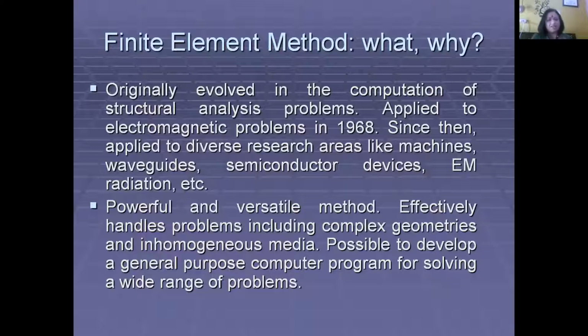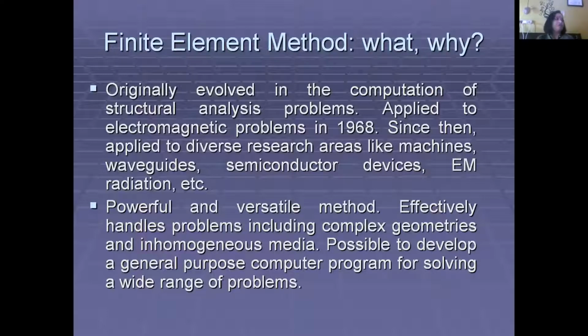And nowadays, it is applied to diverse research areas. You can apply it to machines, waveguides, semiconductor devices, and so on and so forth. The reason is that it's a very powerful and versatile method. It can effectively handle problems, including complex geometries. It can handle inhomogeneous media.